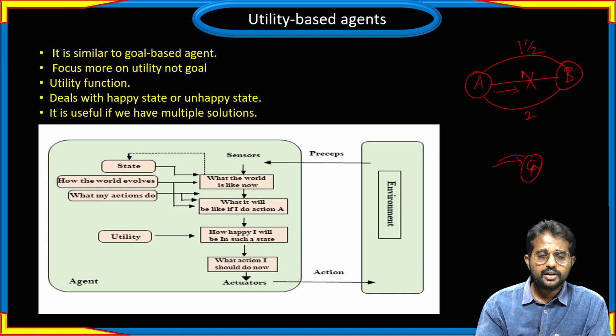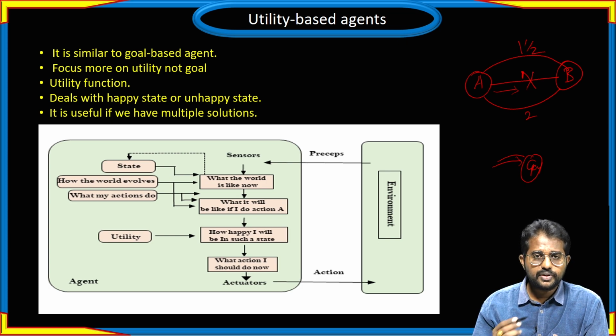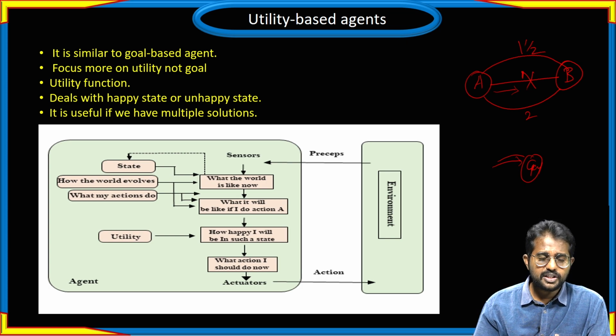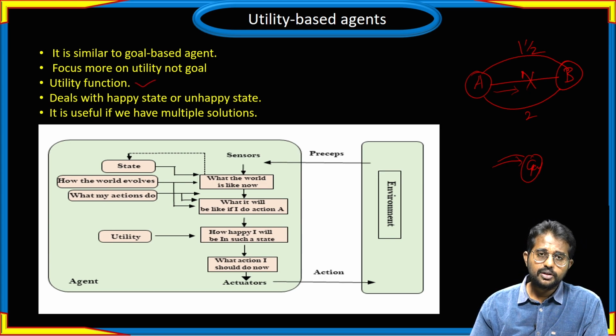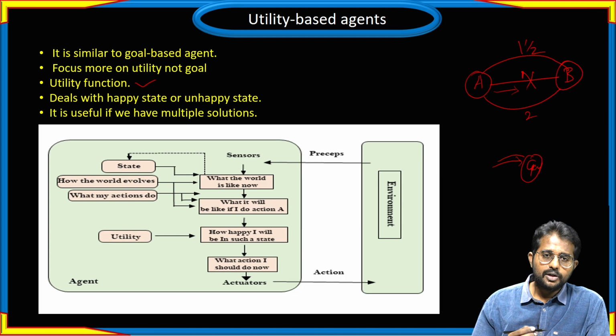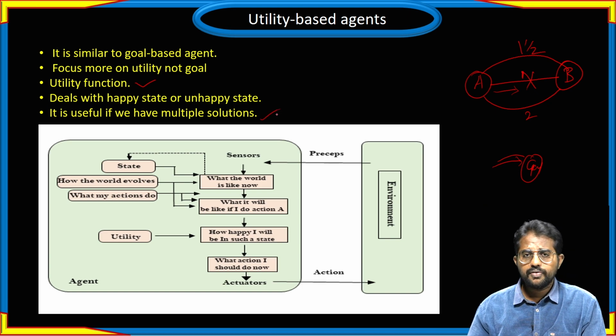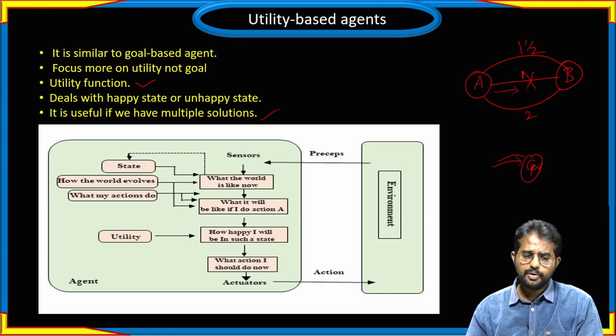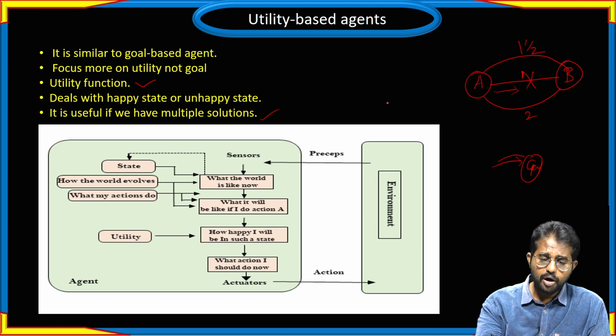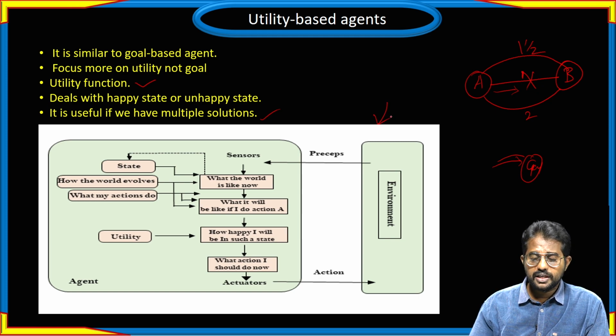For the calculation of the happiness of the agent, the happiness percentage of the agent, we will have a utility function. Using this function, we will find out whether by doing this action the agent will be happy or not. This agent will be very useful if we have multiple paths. So this is the block diagram for the utility based agent.